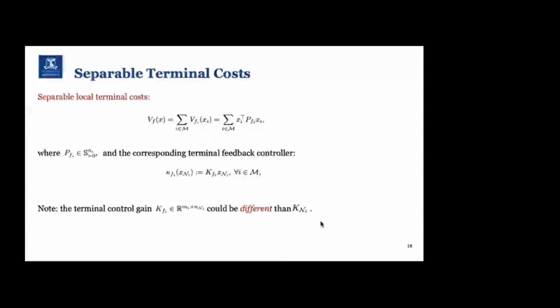So the next task is to define the separable terminal cost. Here we also use a quadratic form for finding this local terminal cost. There is a positive definite matrix P_f,i, and also a corresponding terminal feedback control gain K_f,i. We can find them from the solution of the optimal condition with the relaxation that we presented in the introduction part. And it was mentioned that this K_f,i could be different from the local feedback gain K_N,i that we used for the constraint tightening approach, because the objectives for finding these two gains are different. I will talk about this later in the closed loop analysis.